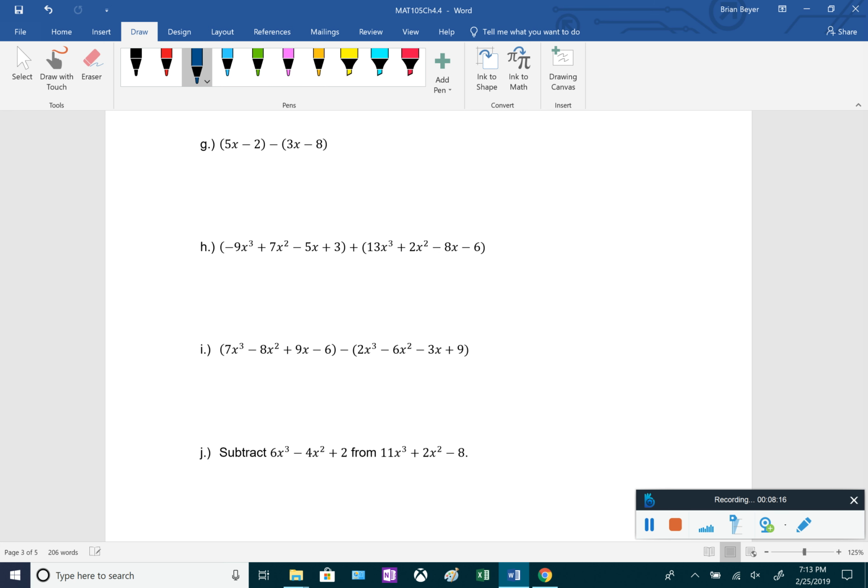Okay, then we have 5x minus 2 minus 3x minus 8. So we have to distribute that negative 1 into both terms. I'm going to drop the parentheses on the first binomial, and then it's going to become minus 3x plus 8. So the 8 becomes positive. 5x minus 3x is 2x. Negative 2 plus 8 is plus 6. So 2x plus 6.